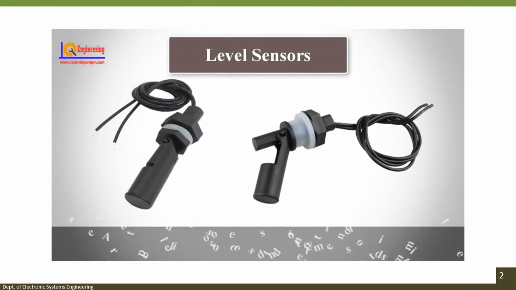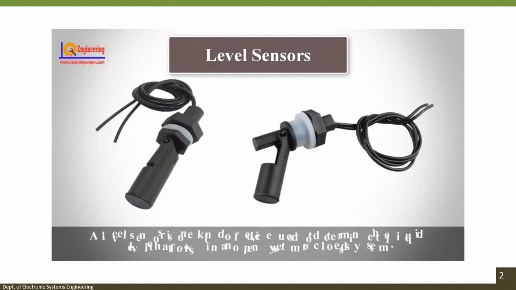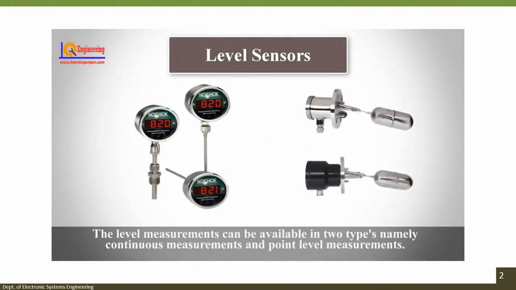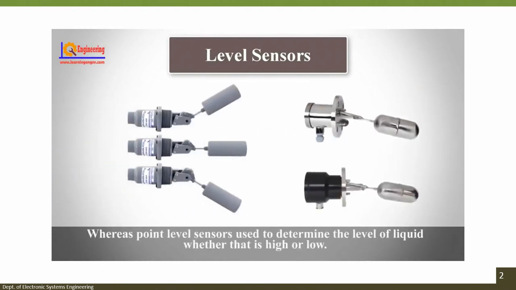Level sensors. A level sensor is a device used to determine the liquid level that flows in an open system or closed system. Level measurements come in two types, namely continuous measurements and point level measurements. The continuous level sensor is used to measure levels to a precise limit and gives accurate results, whereas point level sensors are used to determine whether the level of liquid is high or low.